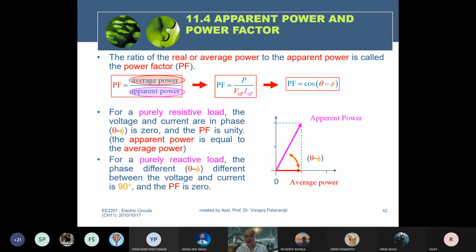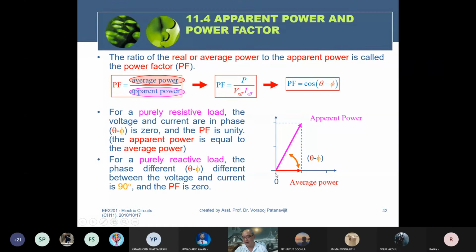For pure reactive loads, okay, the phase difference between the voltage and the current, theta minus phi, is about 90 degrees, and the power factor is 0. It means if your load has no resistor, only a capacitor or an inductor, okay, the apparent power will be on the vertical axis.